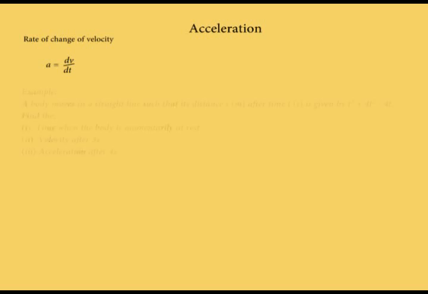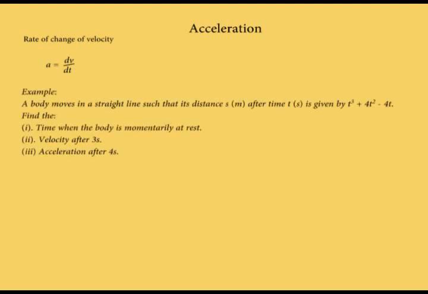For example, a body moves in a straight line such that its distance s in meters after time t seconds is given by s is equal to 2t cubed plus 4t squared minus 4t. Find A, the time when the body is momentarily at rest, B, velocity after 3 seconds, and C, acceleration after 4 seconds.